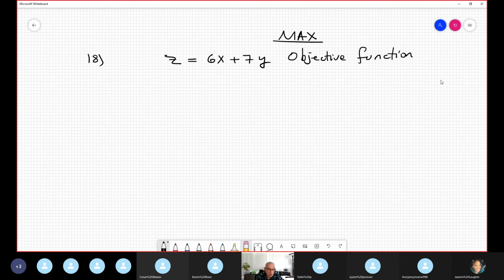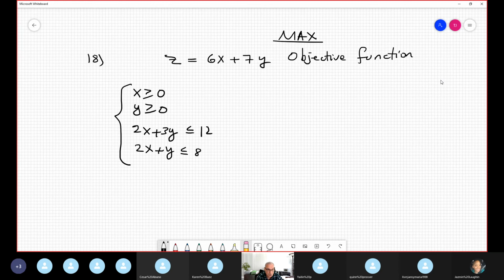Subject to the following constraints: x greater than or equal to 0, y greater than or equal to 0, meaning first quadrant. 2x plus 3y less than or equal to 12, and 2x plus y less than or equal to 8. These are the constraints associated with the linear programming system. You focus on this part first, and you obtain the polygon. I have no idea, maybe something like that.